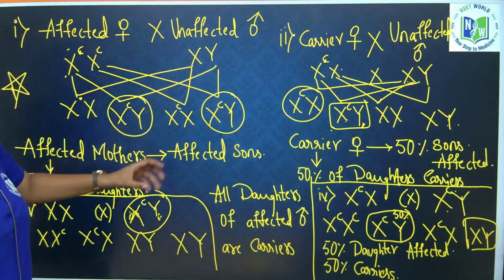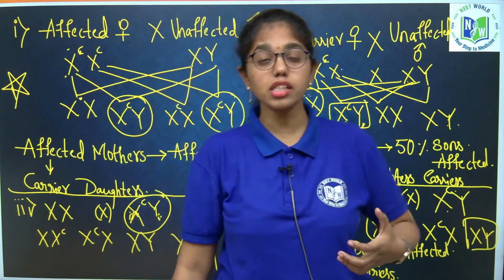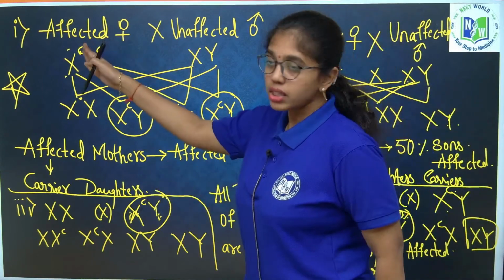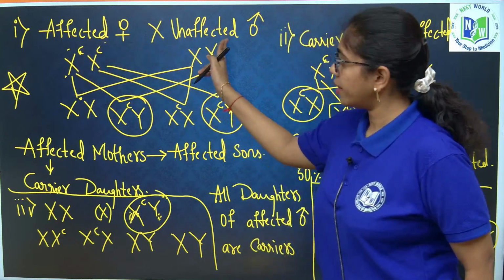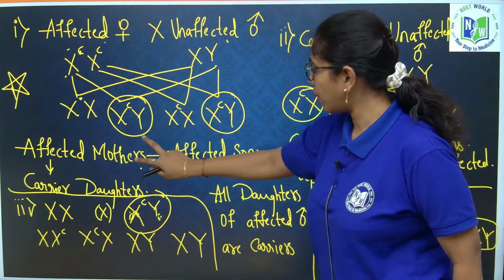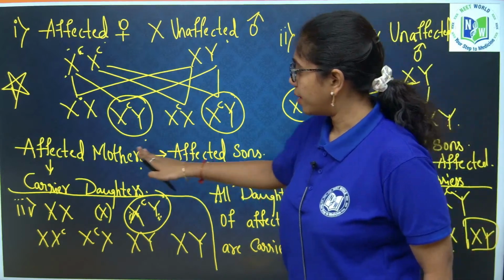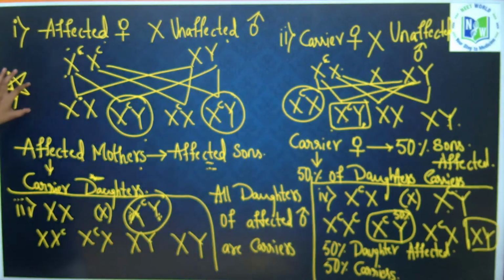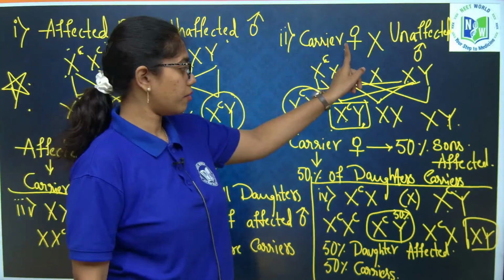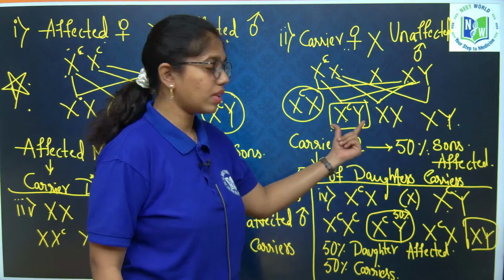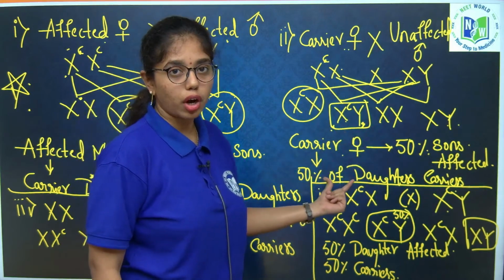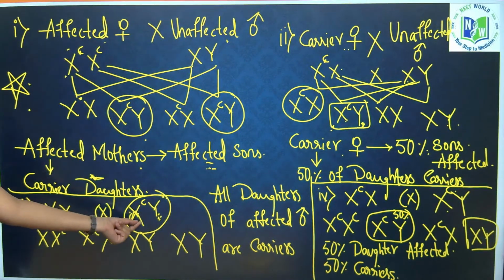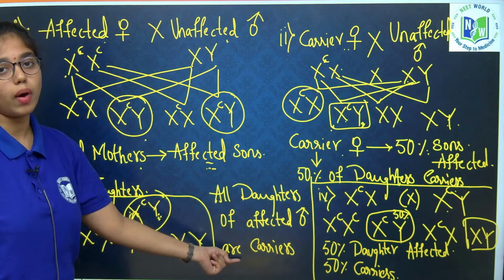Clear? So yes, from the X-linked recessive disorders, what type of questions you will get. One set: affected mother and unaffected father, wherein from affected mothers all the sons are affected and all the daughters will be carrier daughters. This is the first set you have to note. Second is from carrier mother, 50% of the sons are affected and 50% of daughters are carriers. And third set, wherein affected father will give rise to all the daughters who are carriers.